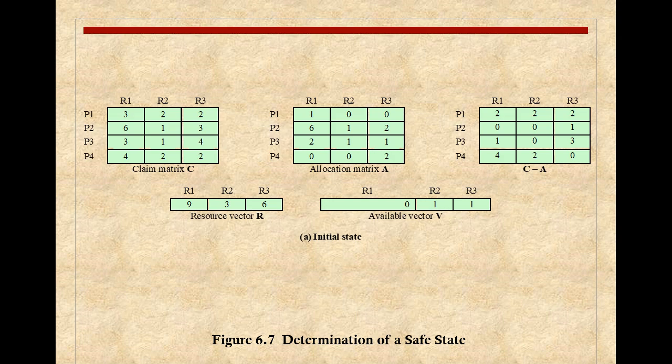Now look here: is this state safe or not? This is the question that we have to answer. How do we answer this? We defined in the previous slide that a safe state means there is at least one process that can be completed. So look here, if we want to complete P2, we can do it because it requires only one resource of R3 and we have it. So this means that this is a safe state.